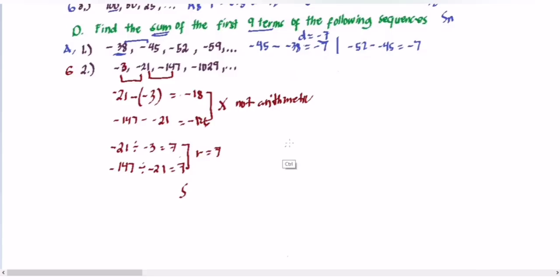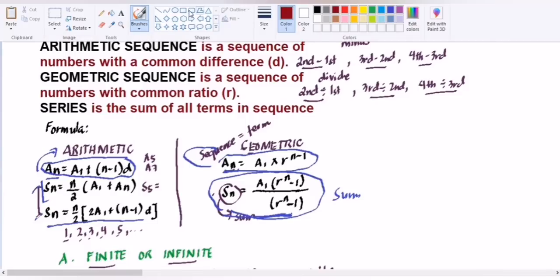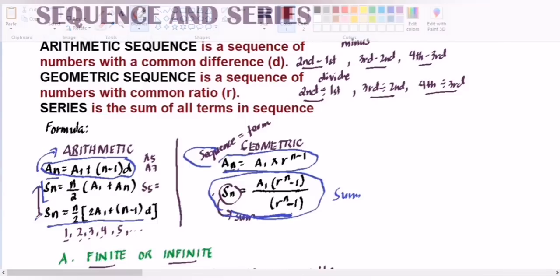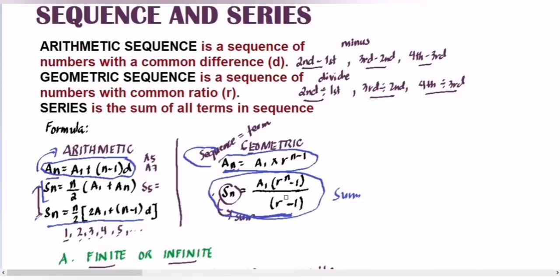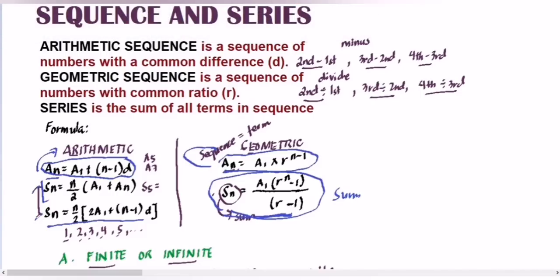Kung titignan natin yung formula ng geometric, balikan natin sa taas. Ito, S sub n equals A sub 1 times R raised to n minus 1 all over R minus 1. Yung n lang to dapat. So, burahin natin yung n dito. Ito, nagkamali lang ako ng sulat. Wala dapat yung n eh. So, R minus 1. So, yun dapat yung formula natin na gagamitin.